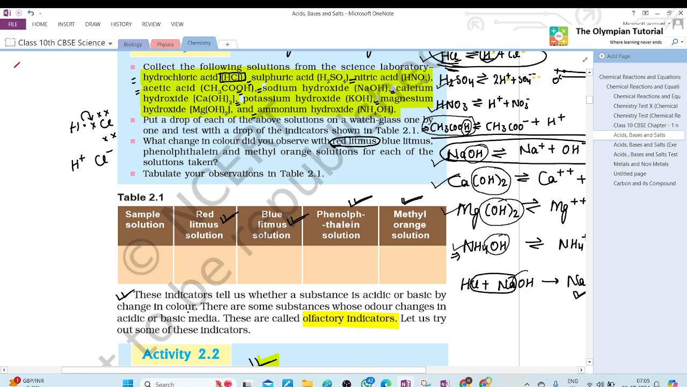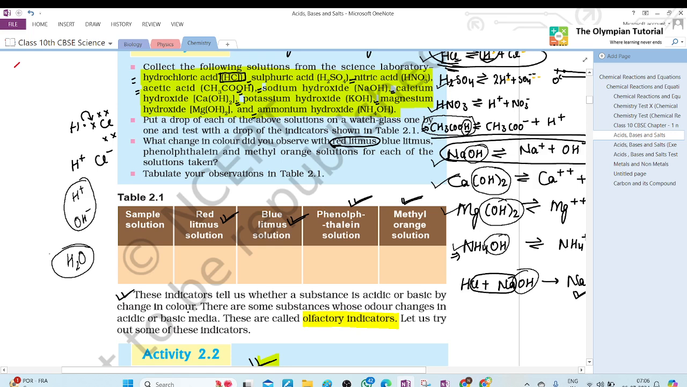Are you okay with it, friends? Yes, ma'am. So H plus ion for acids, OH minus ion for bases. When acids and bases are mixed, what happens? H plus reacts with OH minus, giving H2O.